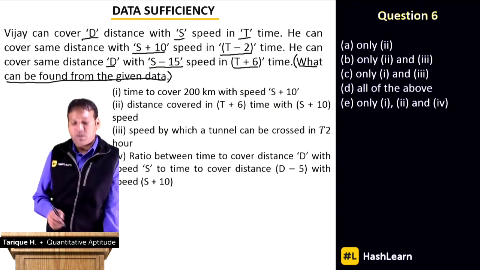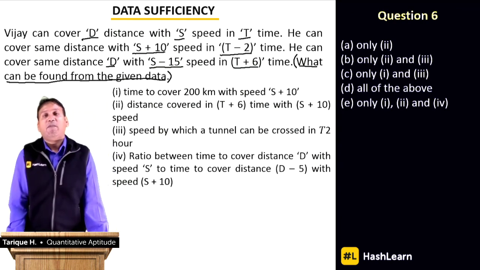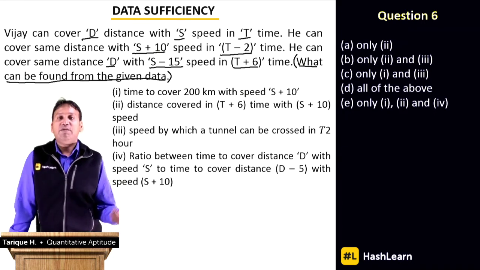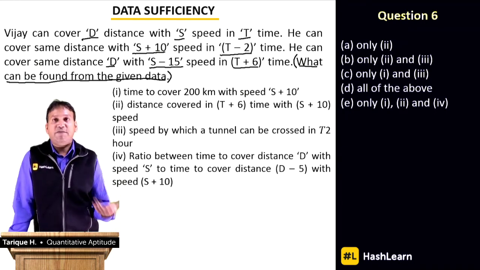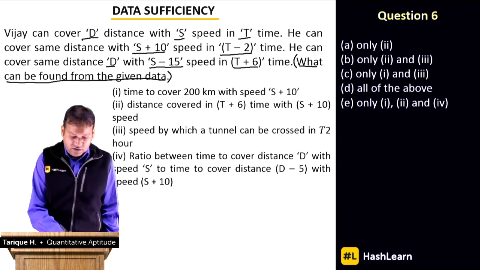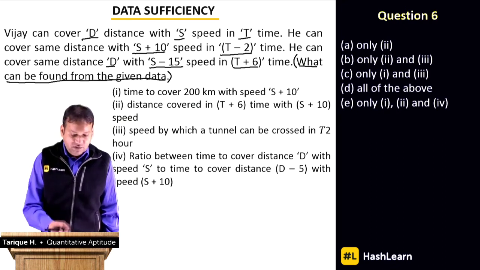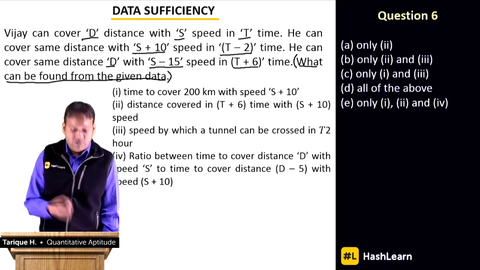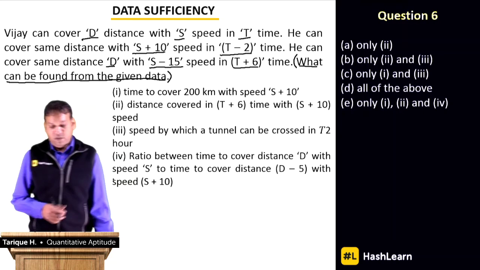What can be found from the given data? Data is given to us and we have to see what the data is sufficient to calculate, which of the following can we find out. We have to check each of these options separately, 1, 2, 3, 4, and decide whether we can solve 1, 2, 3 or 4 from the given information.